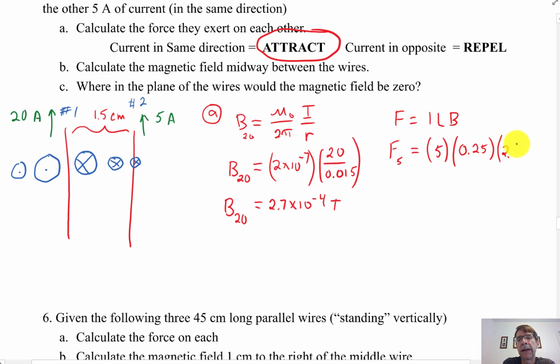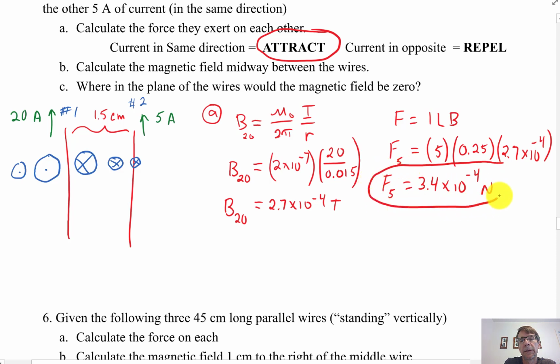It's not being hit by its own magnetic field. It's being hit by the magnetic field of the other wire. That's the key here. So the force on the 5 amp wire is 3.4 times 10 to the negative 4th newtons.